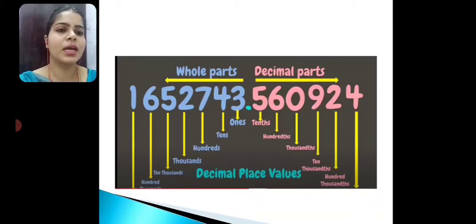On the left hand side of the decimal point, it is called the whole part. Here 3 is ones, 4 is tens, 7 is hundreds, 2 is thousands, 5 is 10,000s, 6 is 100,000s, and so on.